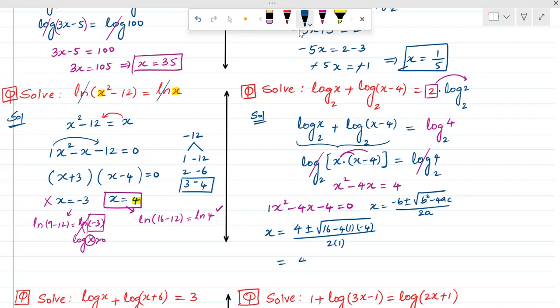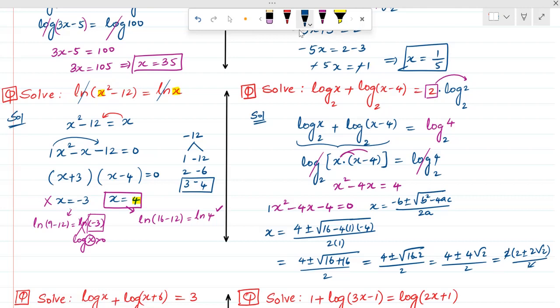So it can be written as 4 plus or minus the square root of 16 plus 16, over 2. So it is the square root of 32. 32 can be written as 16 into 2. So 4 plus or minus 4 root 2 over 2. If you take a common factor, 2 times 2 plus or minus 2 root 2 over 2, the 2 gets cancelled. You will get 2 solutions.